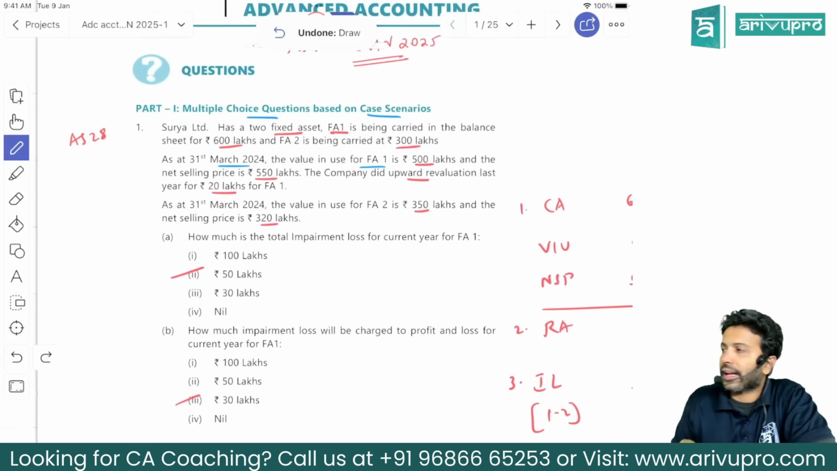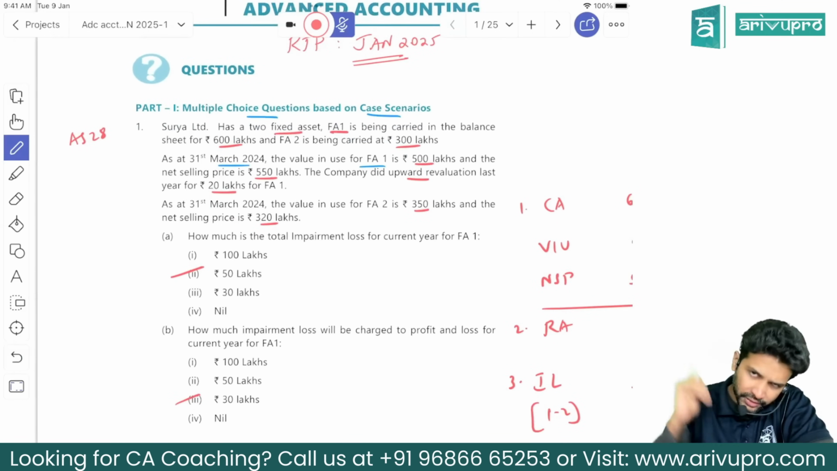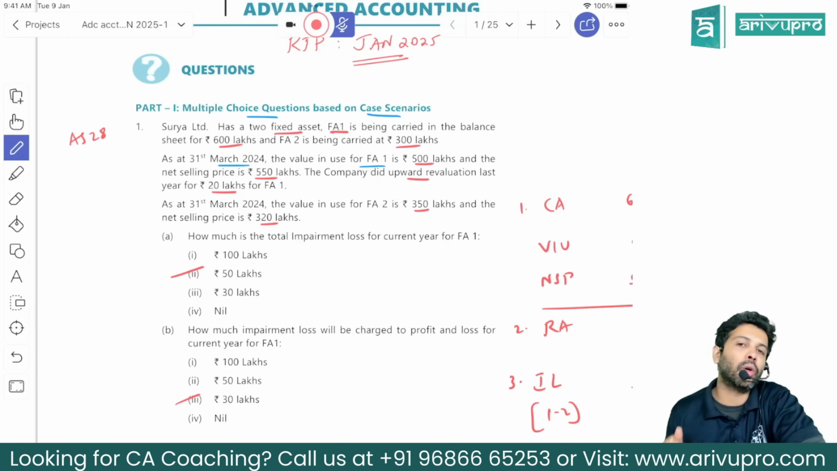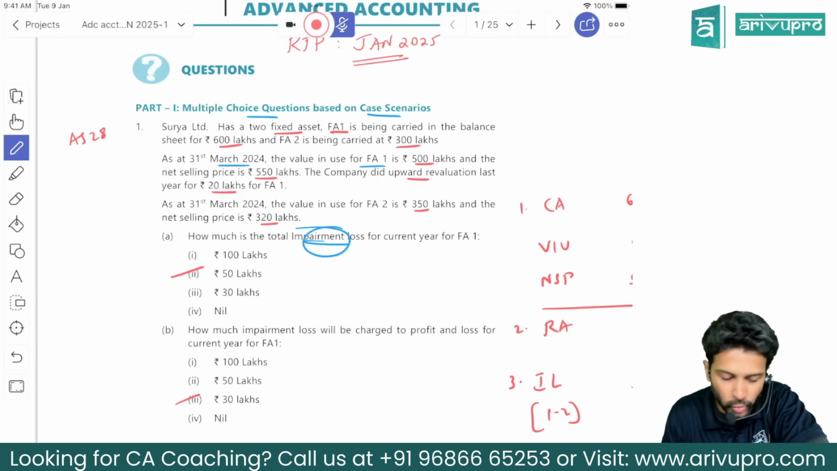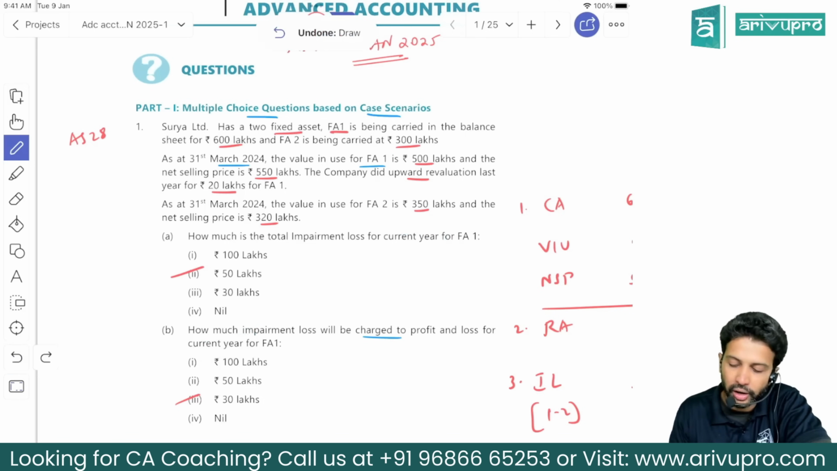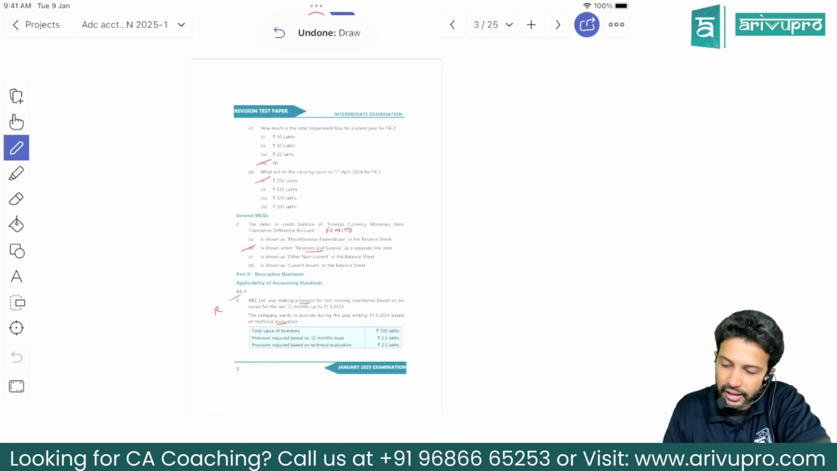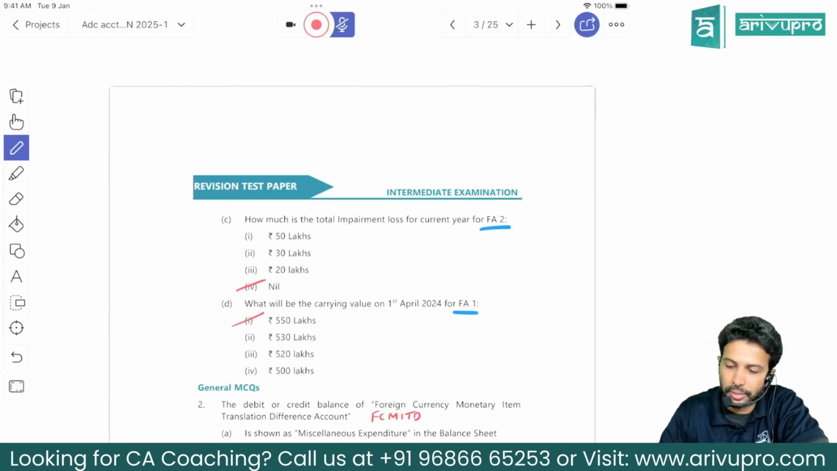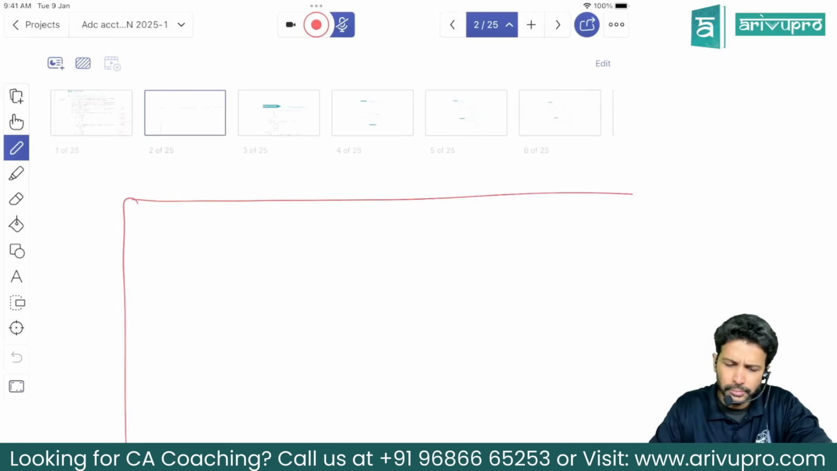In fact, as I told you, before you dive into the case study, always read the requirement. That way you will know what information we need to pick from the case. First they've asked what is the total impairment loss for which asset? FA1. Then they asked how much impairment loss will go to the P&L account. Then how much is the impairment loss for FA2, and what is the carrying amount of FA1 after impairment loss. So it's a simple question.